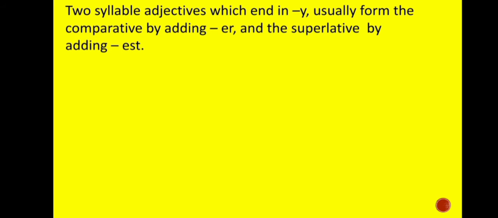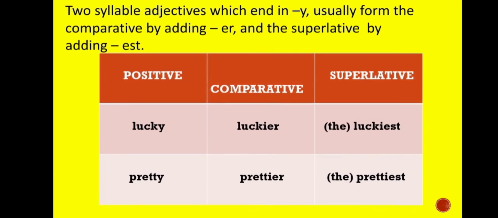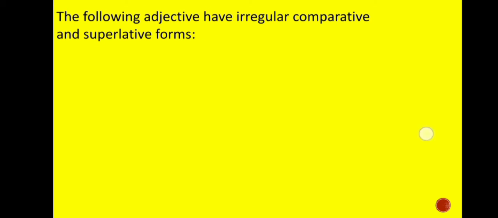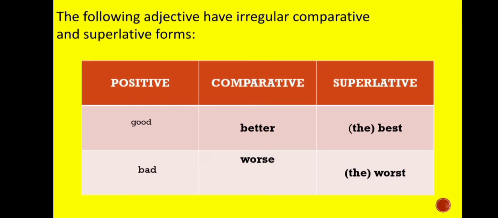Two-syllable adjectives which end in y usually form the comparative by adding er and the superlative by adding est. As a general rule, most other adjectives which have 2 or more syllables form the comparative and superlative with more and most. So the following adjectives have irregular comparative and superlative forms.